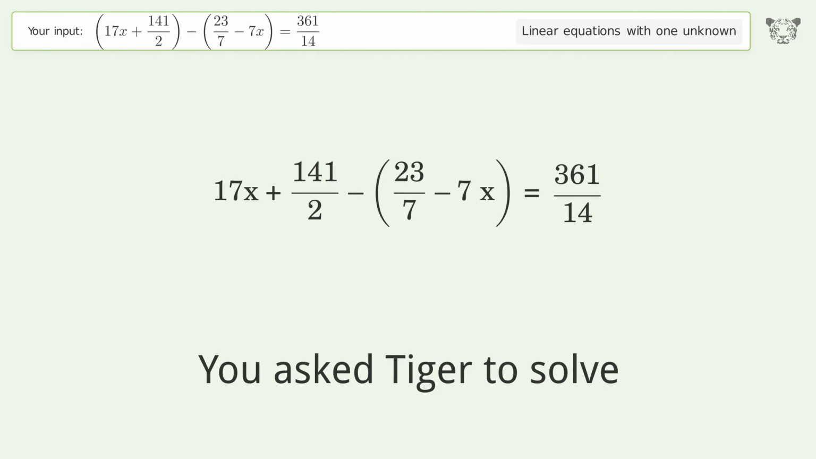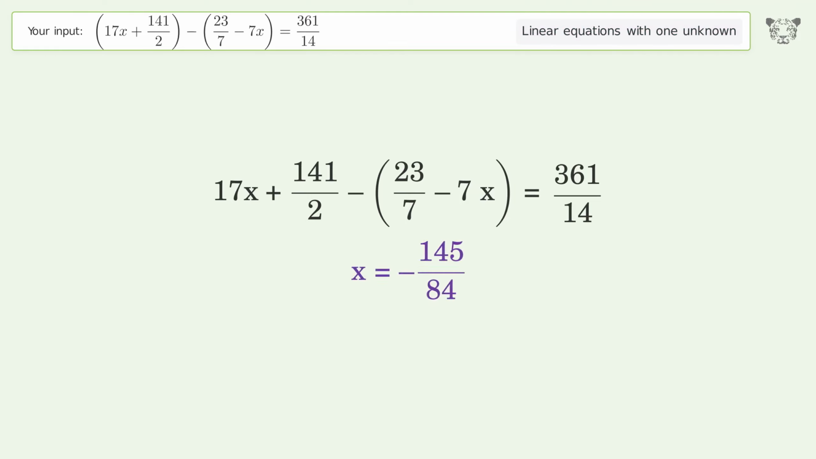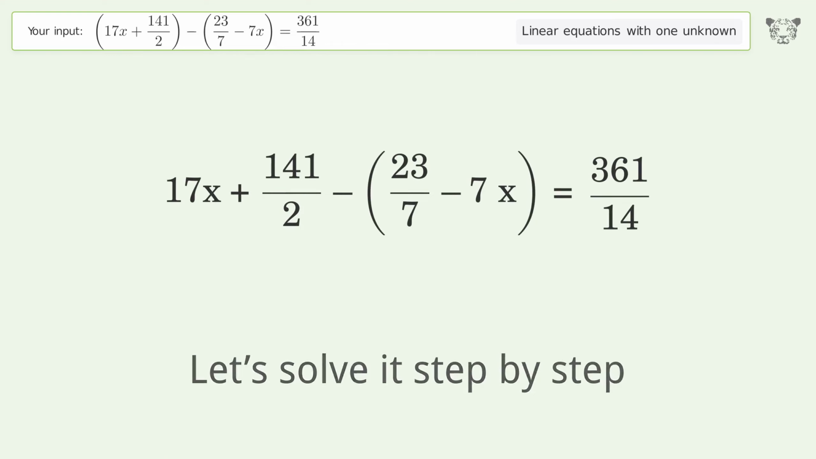You ask Tiger to solve. This deals with linear equations with one unknown. The final result is x equals negative 145/84. Let's solve it step by step.